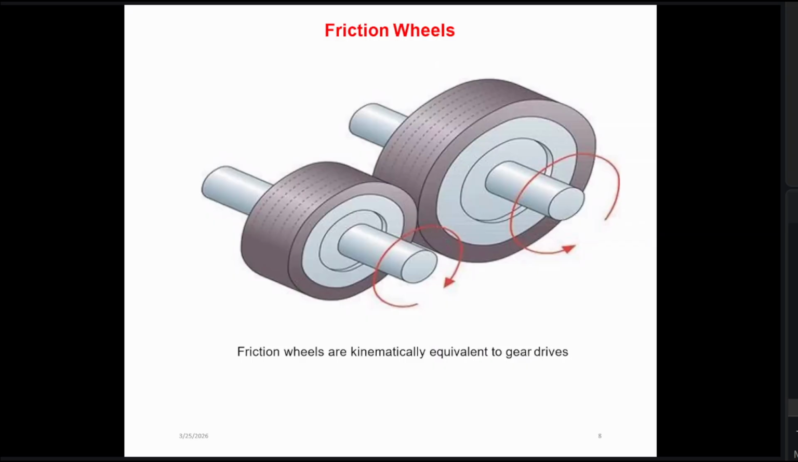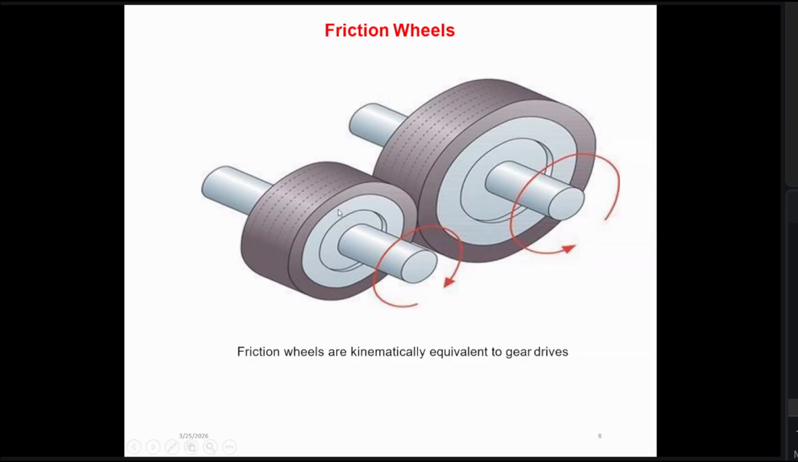So, as I told you earlier during belt drive design, these are not friction drives, these are positive drives. Gears are positive drives, but they follow the principle of friction wheels, right? So the friction wheels are kinematically equivalent to gear drives, where we can consider this as the pinion and this right side one as a gear, right?